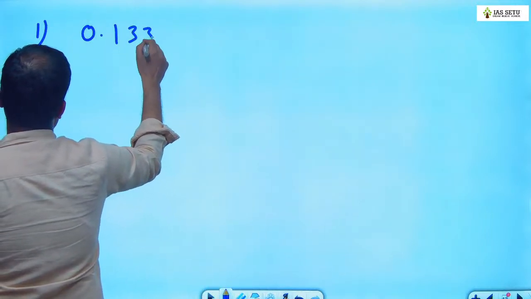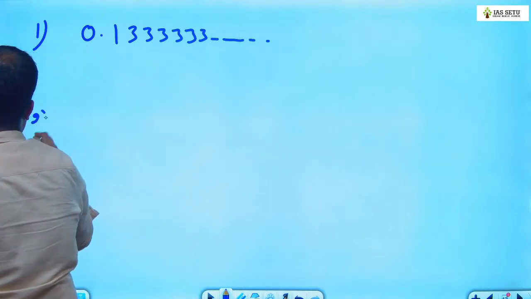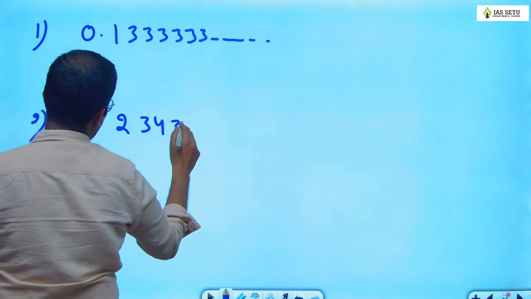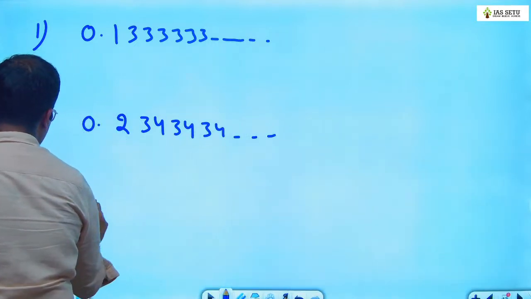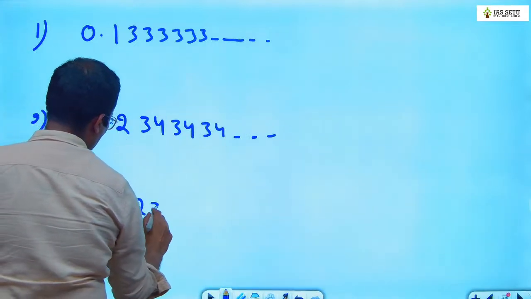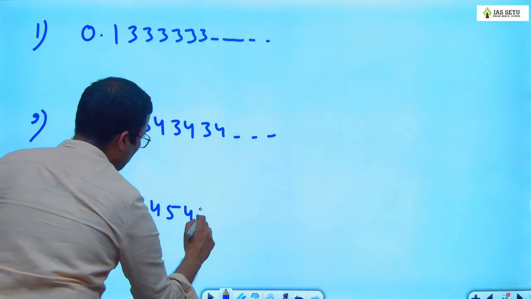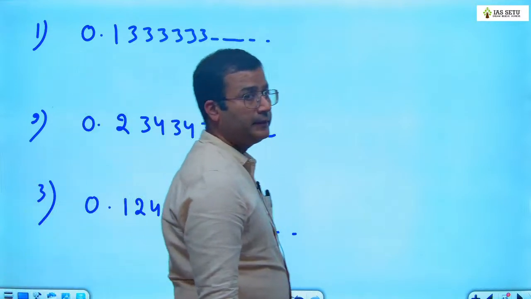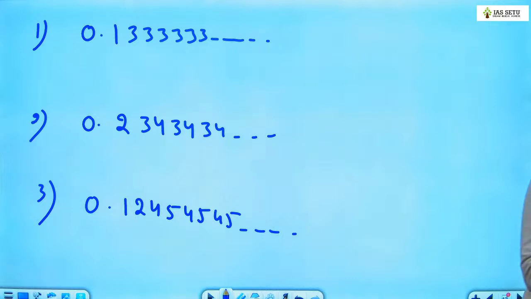0.1333, then 0.23434, then the third example: 0.12345, let me take 45 45 45. So after the decimal we have some digit, then we have repetition.